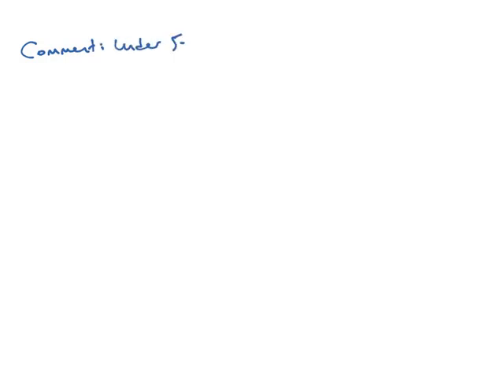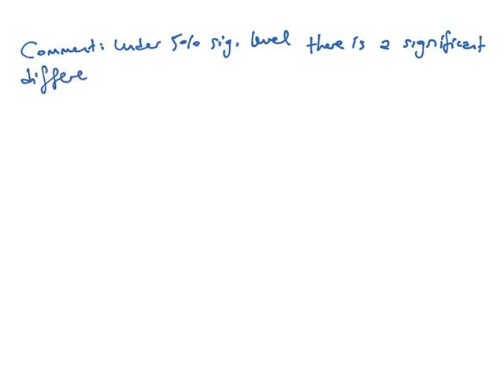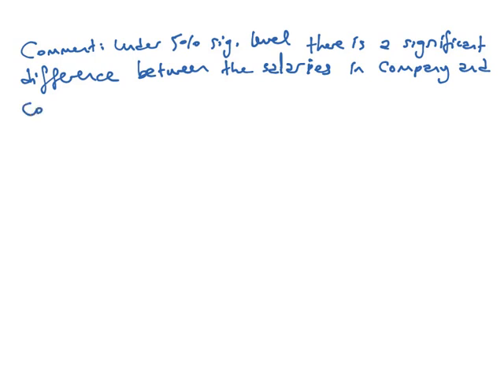Under the 5% significance level, there is a significant difference between the salaries in company A and company B. So the question is done. That's all. Thanks for listening.